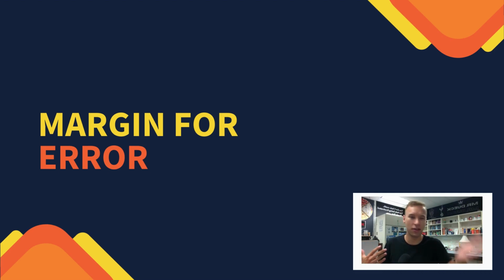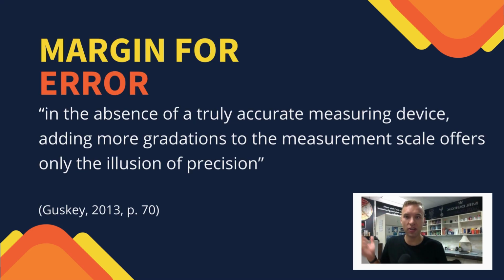We don't often think, like the Liljedahl quotation talked about, that teachers are not infallible. They might be making mistakes. And Guskey says the likelihood of it is increasing based off of the amount of gradations. Let's read this quotation. In the absence of a truly accurate measuring device, which we don't have, we have to establish that our assessment methods aren't infallible. Adding more gradations to the measurement scale offers only the illusion of precision.